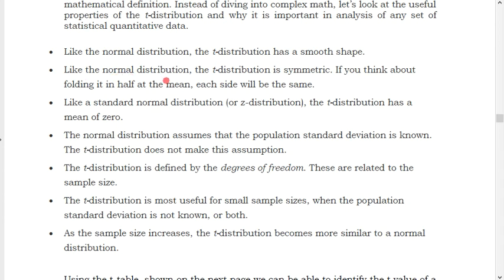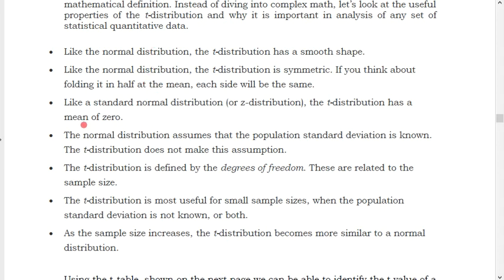Like the normal distribution, the t-distribution is symmetric. If you think about folding it in half at the mean, each side will be the same. So, pag sinabi natin symmetric, pagdating dito sa mean o dun sa pinaka-middle ng inyong curve, kapag hinati natin yan sa gitna, ibig sabihin, yung left side at saka yung right side ay pareho ng sukat. Kasi sila ay symmetric. So, ganyan din yung property ng normal distribution.